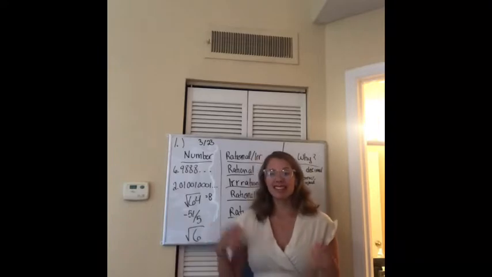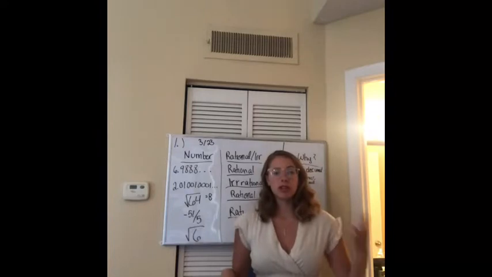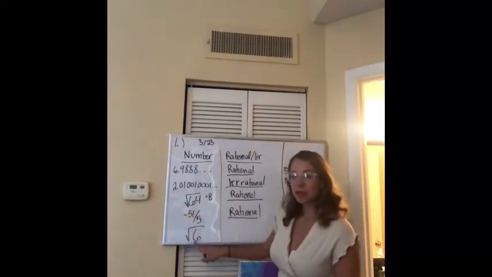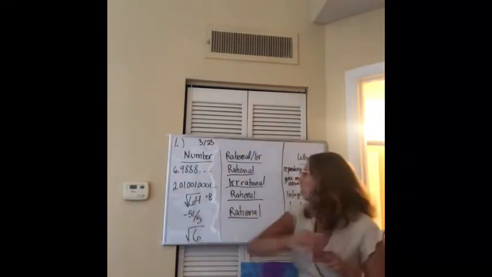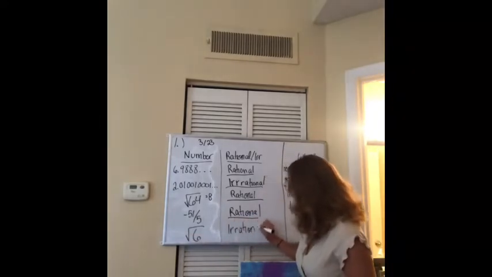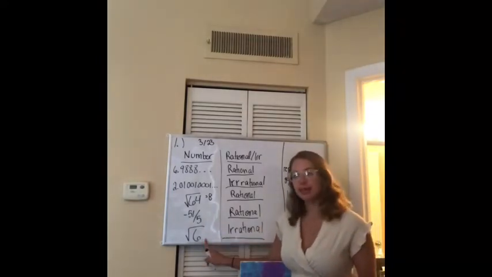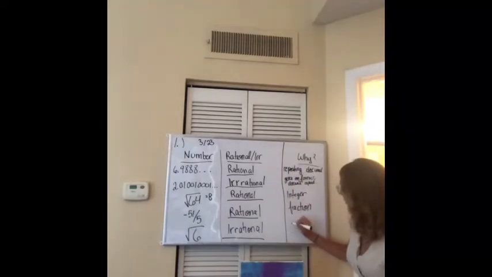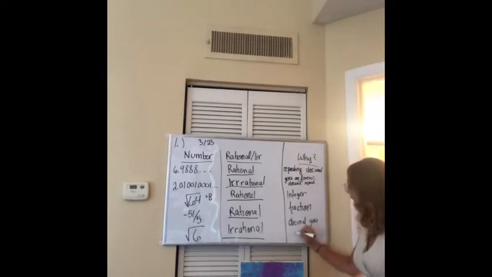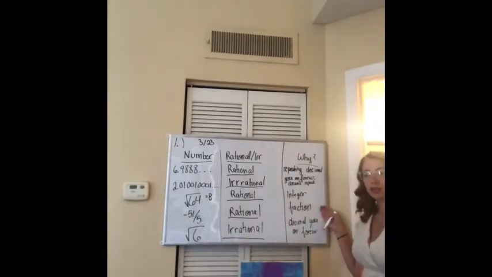The square root of 6 is somewhere in between the square root of 4 and the square root of 9, which means that it's somewhere in between 2 and 3, but this decimal will go on forever and ever and ever, so this guy is irrational. Irrational because this decimal, if you were to turn this into a decimal, would go on forever. So take a minute to pause this video and check your work.